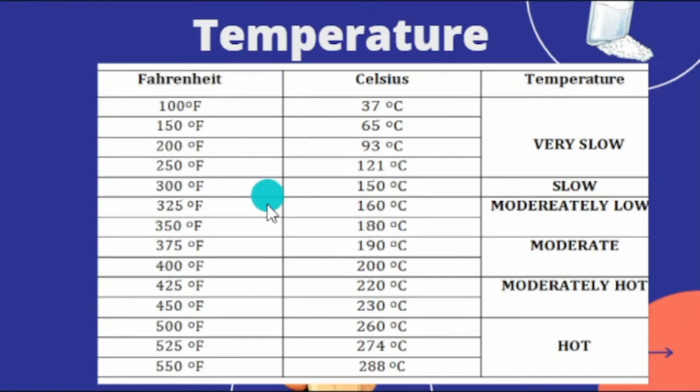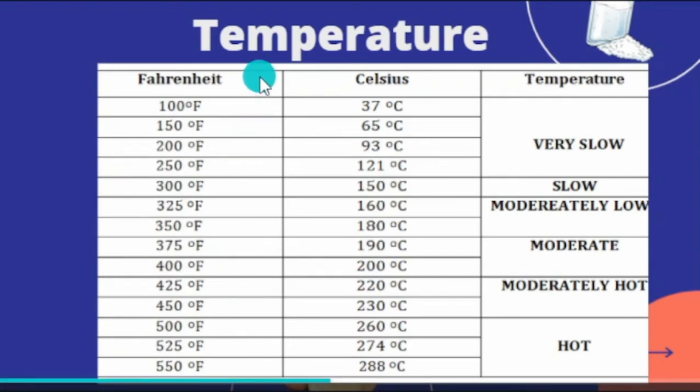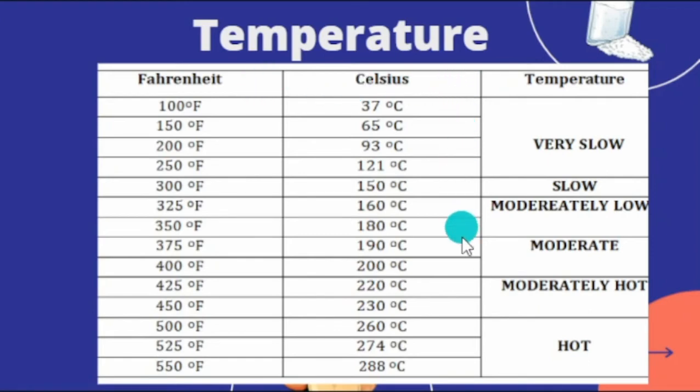Okay, in this column you will see all the listed values for Fahrenheit, and here you can see all the listed values for degrees Celsius. For 100 degrees Fahrenheit, the equivalent temperature in Celsius is 37 degrees Celsius. For 150 degrees Fahrenheit, it is 65 degrees Celsius. And now let's discuss this.